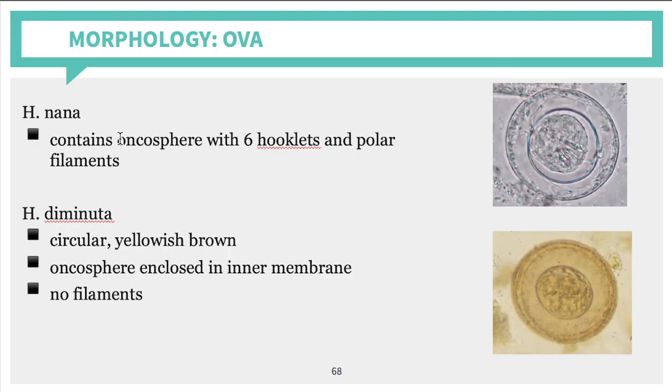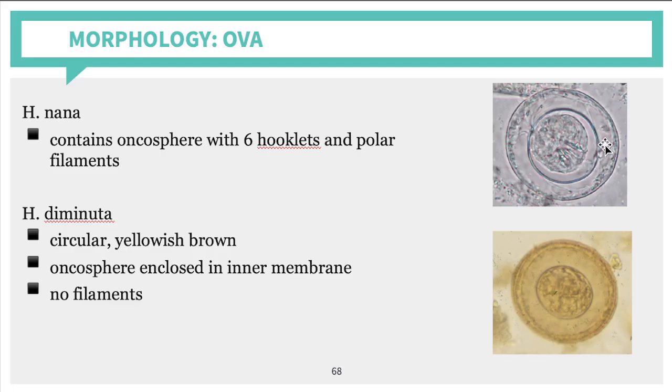Okay, how can we differentiate your H. nana from your H. diminuta? A while ago, we discussed that for your saginata and solium, you cannot differentiate the two ova. But for nana and diminuta, you can differentiate here. How? By the presence of polar filaments. Because your H. nana here, this is now the portion of your oncosphere. This is the oncosphere. You can identify the polar filaments at the pole side. I hope that you are able to appreciate this one.